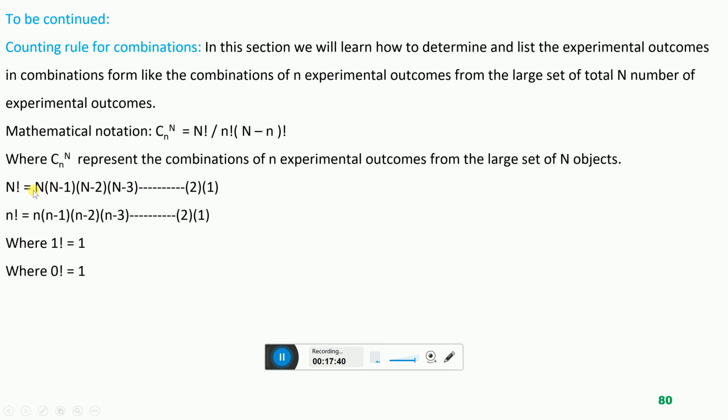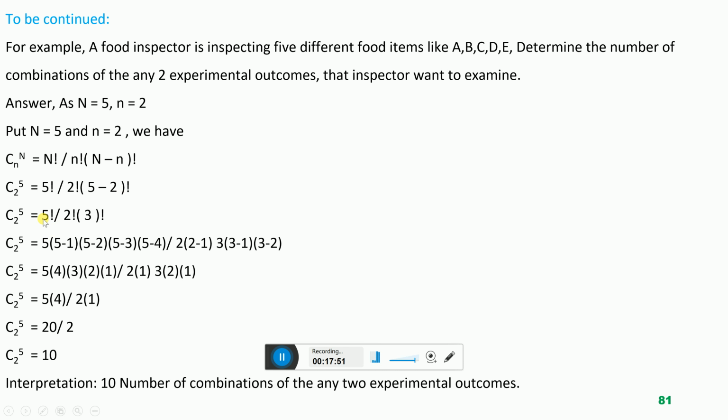Now C(5,2) is equal to 5 factorial, which we will expand as in the previous slide: N multiplied by N minus 1, multiplied by N minus 2, multiplied by N minus 3, and so on till 1. Here N is 5. So 5 multiplied by 5 minus 1, multiplied by 5 minus 2, multiplied by 5 minus 3, multiplied by 5 minus 4, divided by 2 factorial. Now we expand this: 2 multiplied by 2 minus 1, and again 3 factorial: 3 multiplied by 3 minus 1, multiplied by 3 minus 2.